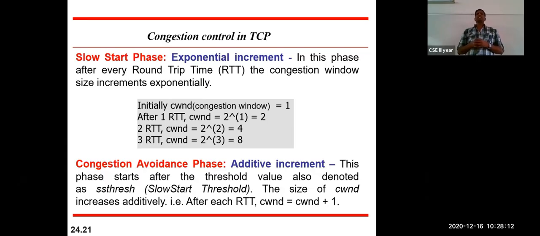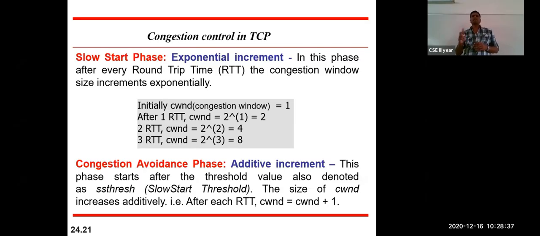Initially, CWND means congestion window. What is the size of the congestion window? 1. What does that mean? It can send only one packet at a time and it should wait for the acknowledgement to come back. That is the slow start phase. So once the packet is sent and the acknowledgement has come back, what do you call it? Second line in that algorithm, second line.